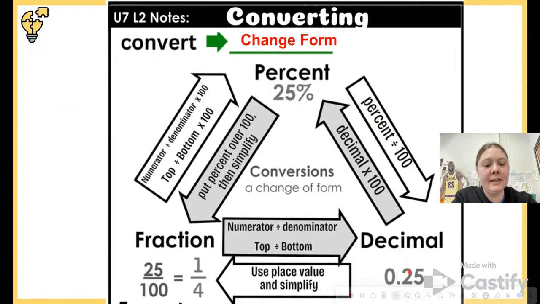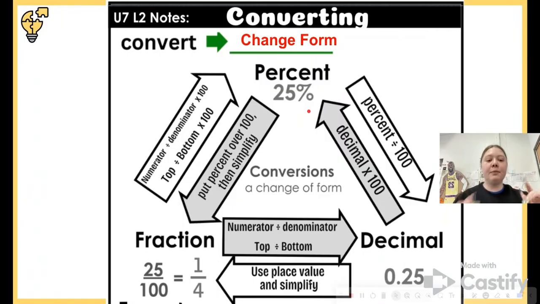If I have my decimal, I'll use place value, like this one's in the hundredths place, so I put it over 100, and then I'll simplify to get my fraction. If I have the fraction, I'll divide the numerator, the top, by the denominator, the bottom, then multiply by 100 to get my percent. I can also go the other way. If I know my percent, I can put it over 100 and then simplify to get my fraction. If I know my fraction, I can just divide the numerator and the denominator to get my decimal, the top divided by the bottom. If I know my decimal, I multiply by 100 and I get to my percent.